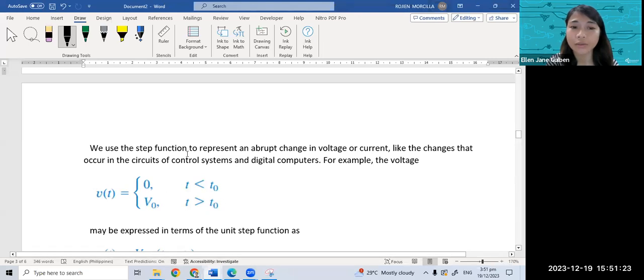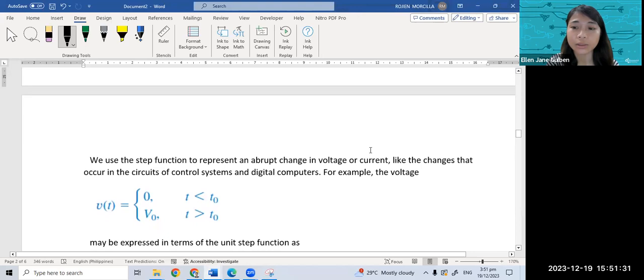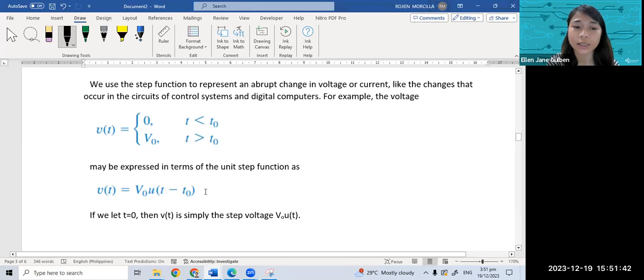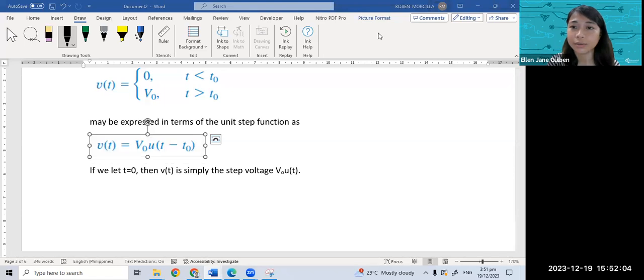So we can use the step function to represent an abrupt change in voltage or current. So that is what we did, like the changes that occur in the circuits of control systems and digital computers. Okay. So you can express it the same way that we did. So if we let t equal to 0, then V of t is simply the step voltage V0 u of t.